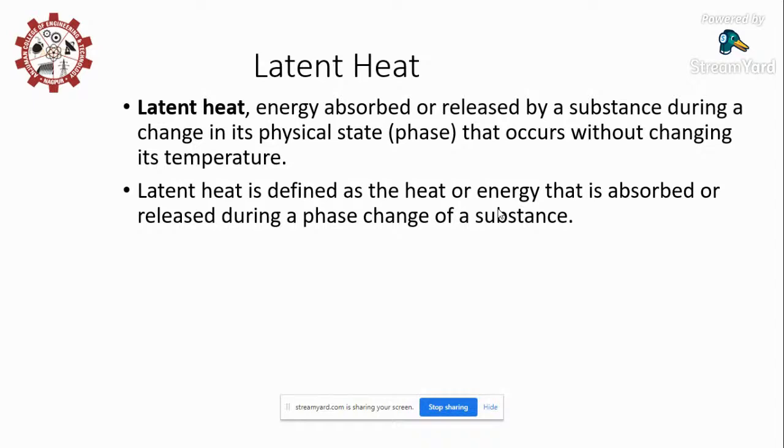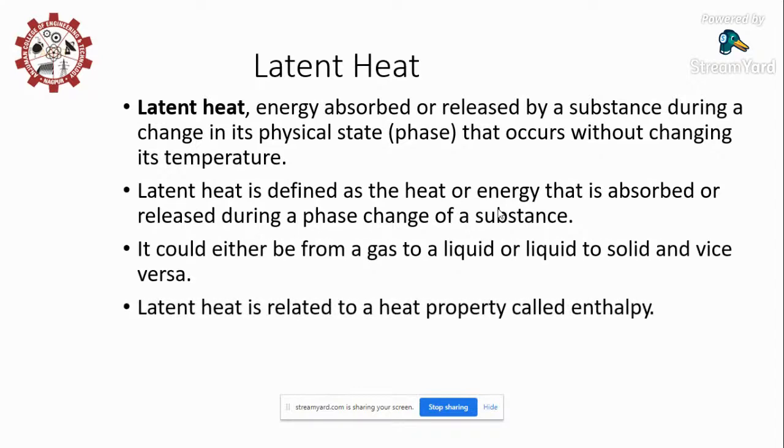So in other words, we can define latent heat as the heat or energy that is being absorbed or released during a phase change of a substance. It could be from a gas to a liquid or from liquid to solid or vice versa. Latent heat is basically related to heat property known as enthalpy. Enthalpy, entropy, ये सब आप लोगों ने 11th 12th में पढ़ा हुआ है, so it is known to you. I'm just brushing up the topic and I'm just trying to correlate these terms to the topic.